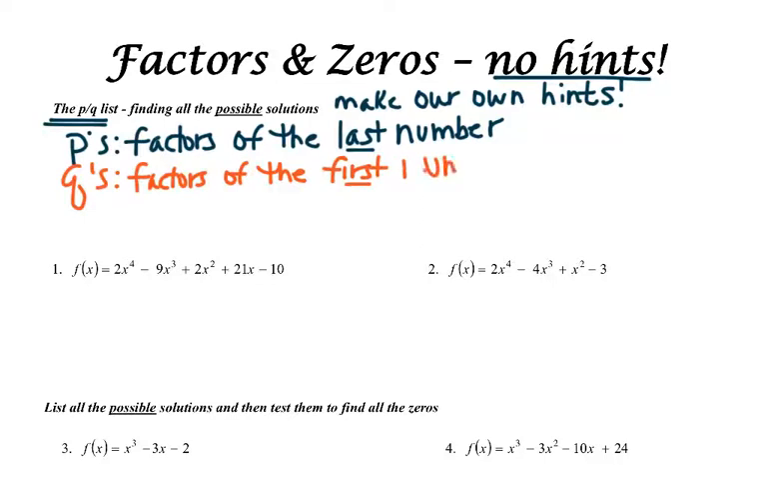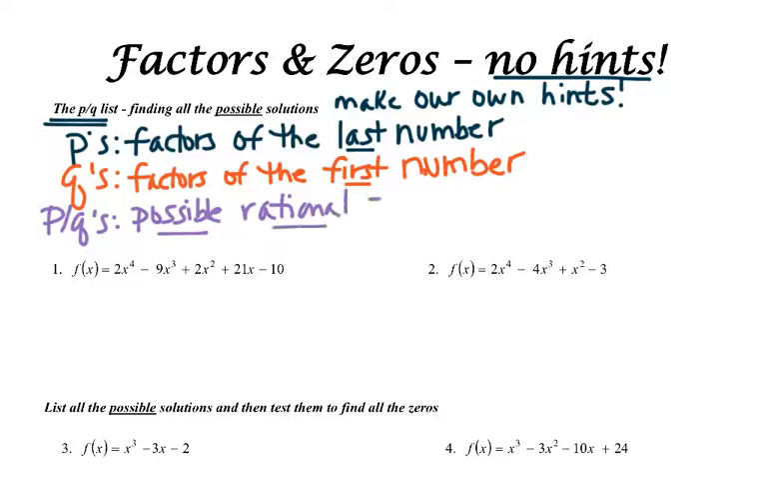That being said, for last number, first number, then we have the P over Q's, which are called the possible rational zeros. They're kind of like the possible answers. They're basically our hints, but we're not going to know the actual, like, free one. We're going to have to do a little bit of work to get that, but we will know enough to help us out for sure.